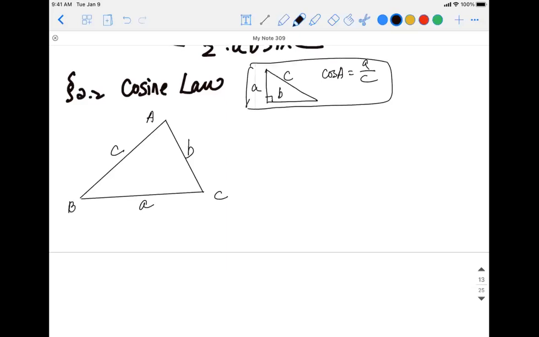But now, if I come to a regular triangle, this is not a right triangle, can I still easily determine the value for cosine A, cosine B, sine B, and so on and so forth, right? That's actually one of the questions we like to figure out. So the cosine law can tell you that you can easily determine the value for cosine A, B, C simply using the three sides. So what is cosine A?